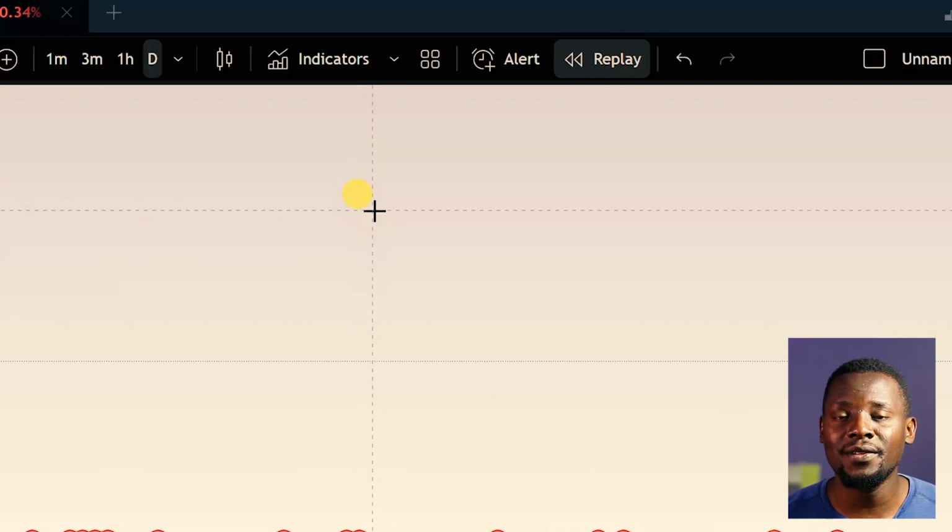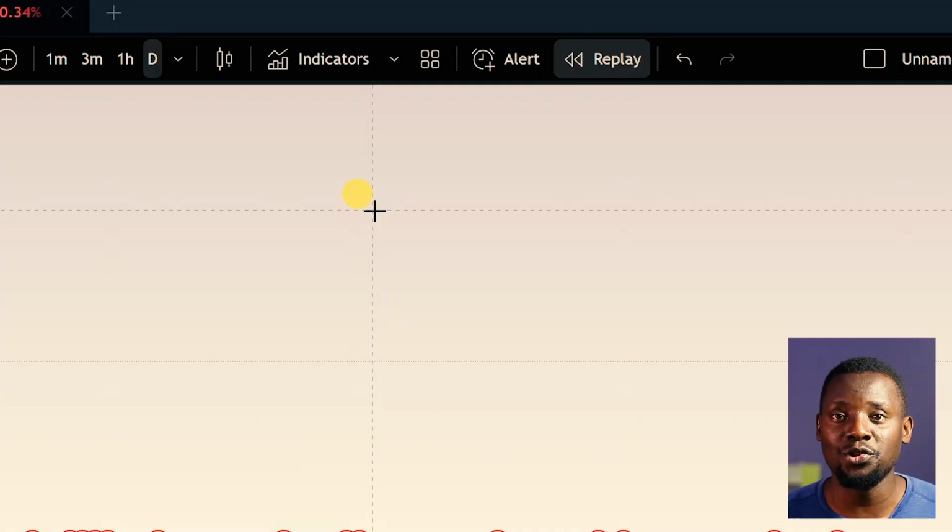So when it comes to this entry, it's a very simple way to enter the market that I believe even a complete beginner can grasp, and they can start applying it to their strategy. So basically how I like to trade it, personally, I trade a liquidity sweep.